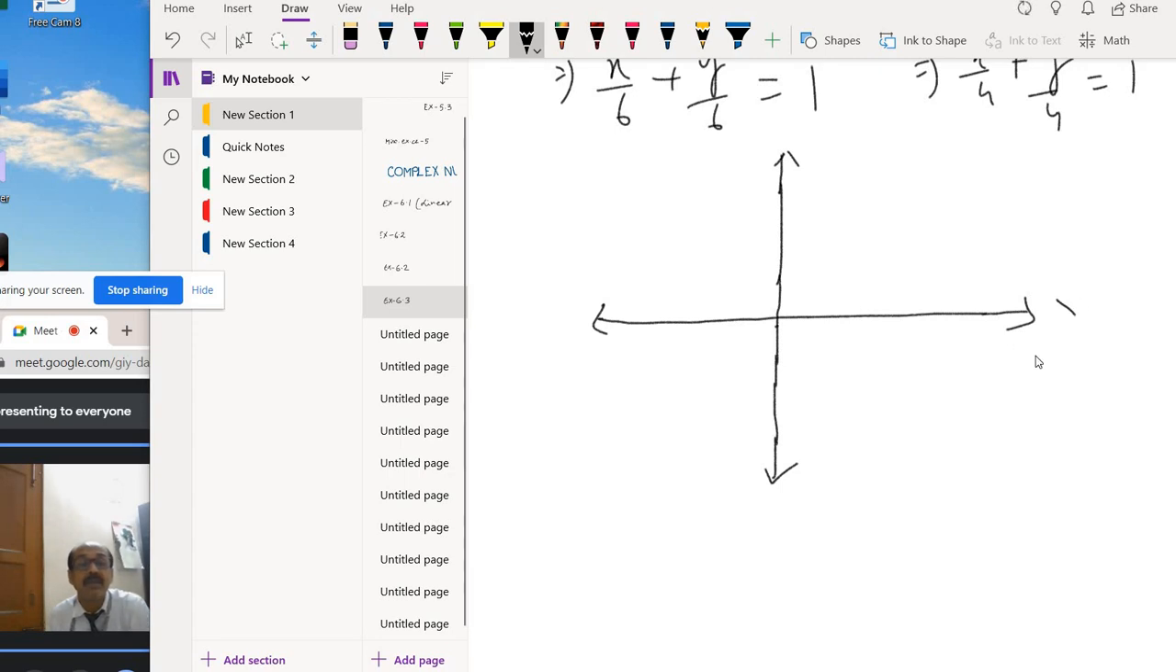This is x dashed, O origin, y dashed. Okay, so first x6, y6, both are 6. Suppose this is 6 and this is also 6. Now join these two points.